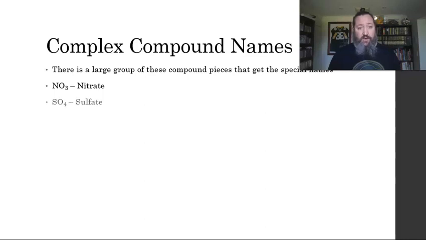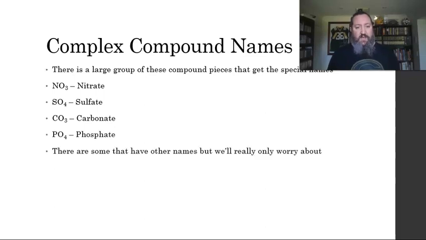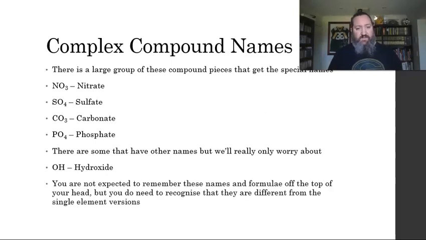So NO3 is nitrate, SO4 sulfate, carbonate, phosphate. There are some other ones as well. There's one more that you're going to come across a lot, and that's hydroxide. With these names, it's not something that you'd be expected to remember off the top of your head, but you'd need to recognize the name or the formula and remember that there's something different.